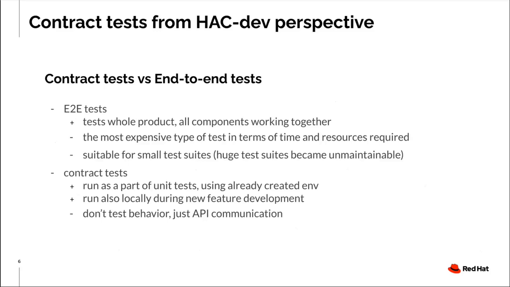Contract tests run as part of unit tests, so that means they run also locally on developers' machines. They run quickly, without any additional developer effort, without spinning up all the components together. They just run the unit tests the same way they were used to before. And it's important to understand that they are not testing behavior of the component. They are just testing the communication structure. So they can't replace end-to-end or unit tests. They are just some additional tests testing that the API is valid.